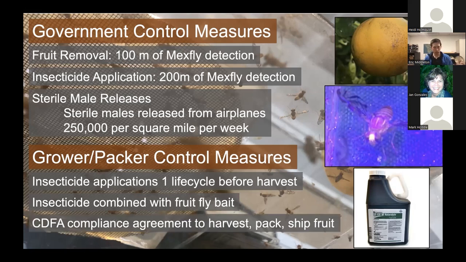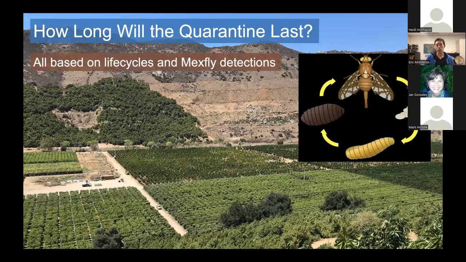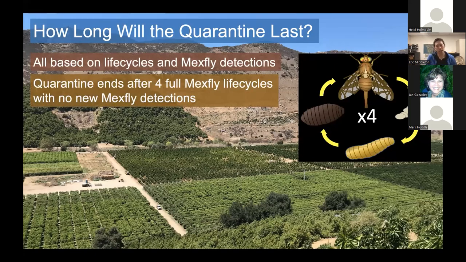And there are also CDFA compliance agreements that have to be signed and adhered to by anyone who wants to harvest, pack, or ship fruit inside of the quarantine area. So we talked a little bit about this, but how long will the quarantine last? Well, it's all based on the life cycles of the Mexfly and whether there are any new Mexfly detections. The quarantine ends after 4 full Mexfly life cycles, assuming there are no new detections.